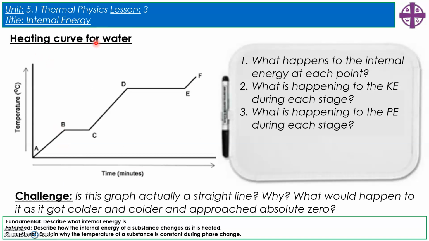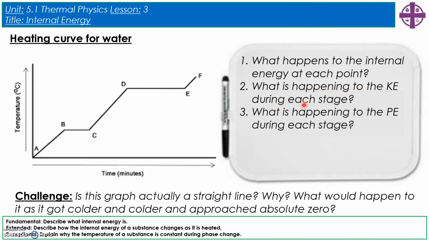So going back to our heating curve for water, we can think about what happens to the internal energy at each point. Well, at A to B, the internal energy increases because kinetic energy increases. At B to C, the internal energy is increasing because potential energy increases. So its internal energy is always increasing because the two different parts of it are always increasing.